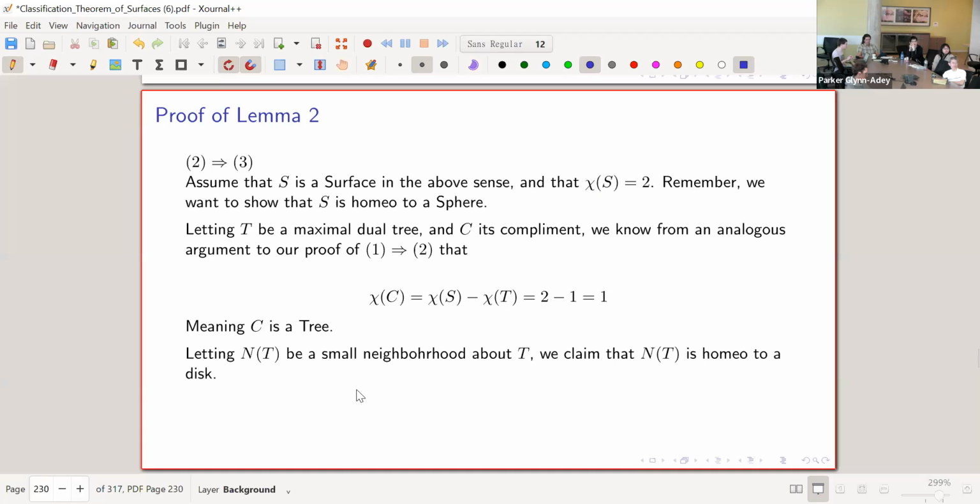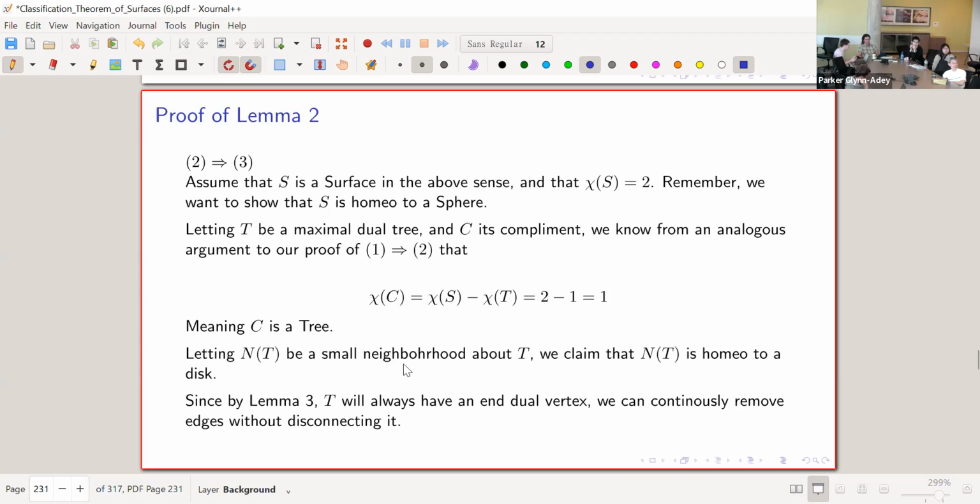So we're going to let the neighborhood of T be a small neighborhood around T. And we're going to claim that this neighborhood is homeomorphic to a disk. So by lemma 3, T will always have a dual vertex.